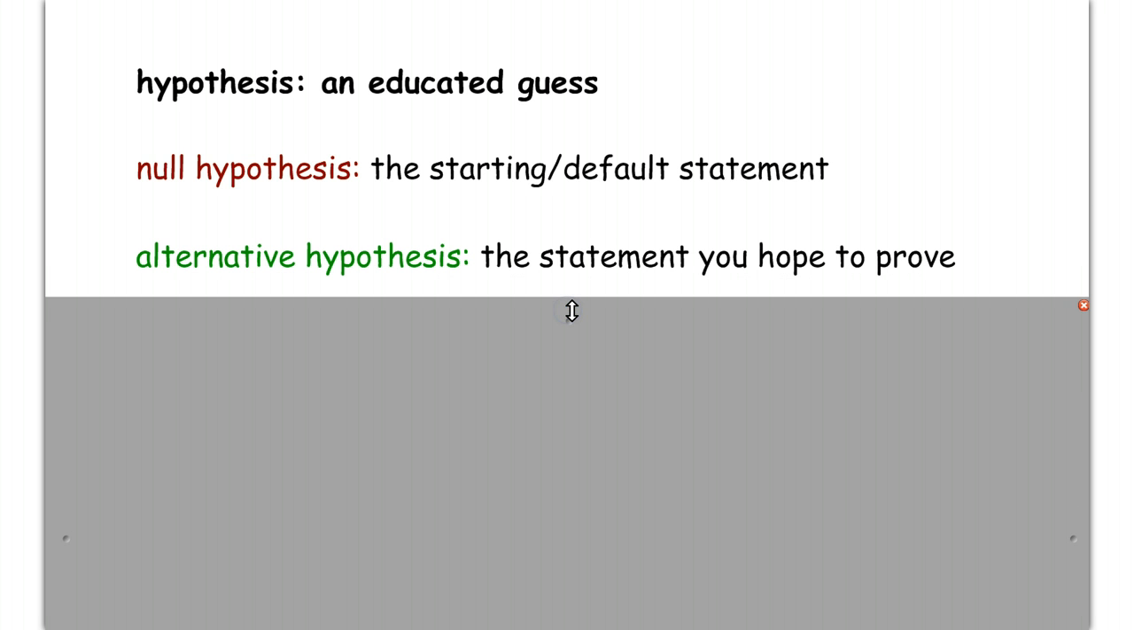Then we're going to have the alternative hypothesis. And this is what you're hoping to prove. So you come up with a null hypothesis, something that you are hoping to disprove. And when you disprove this, you will therefore be proving the alternative hypothesis. So we'll look at some examples.